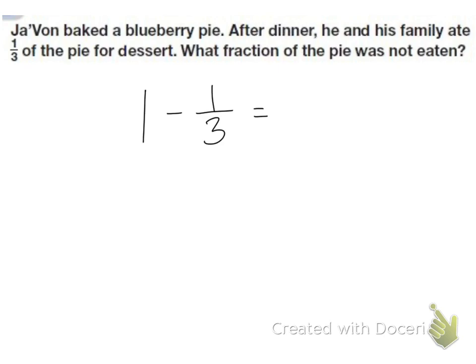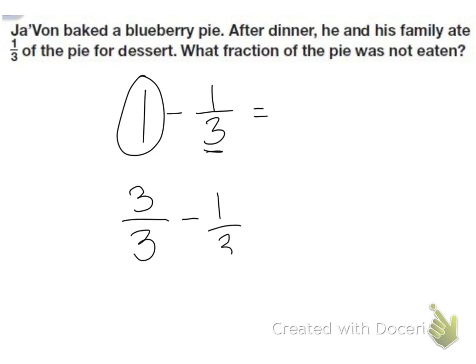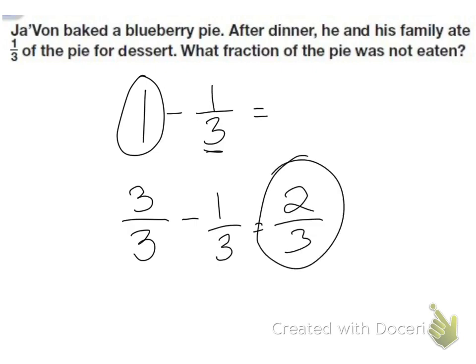Well, I can't subtract fractions unless the denominators are the same. So I need to change the 1 into a fraction that has a denominator of 3. Well, 3/3 is the same as 1. So I can do 3/3 minus 1/3 and get 2/3 left over. So they did not eat 2/3 of the pie.